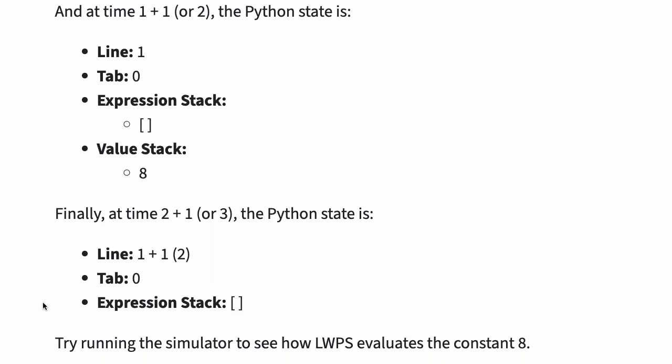And at time 1 plus 1, or 2, the Python state is as follows. Line and tab are still the same, and 8 has been moved from the expression stack to the value stack. Finally, at time 2 plus 1, or 3, the Python state is as follows. Line is now 2, tab is still 0, and the expression stack is empty. Try running the simulator to see how LWPS evaluates the constant 8.